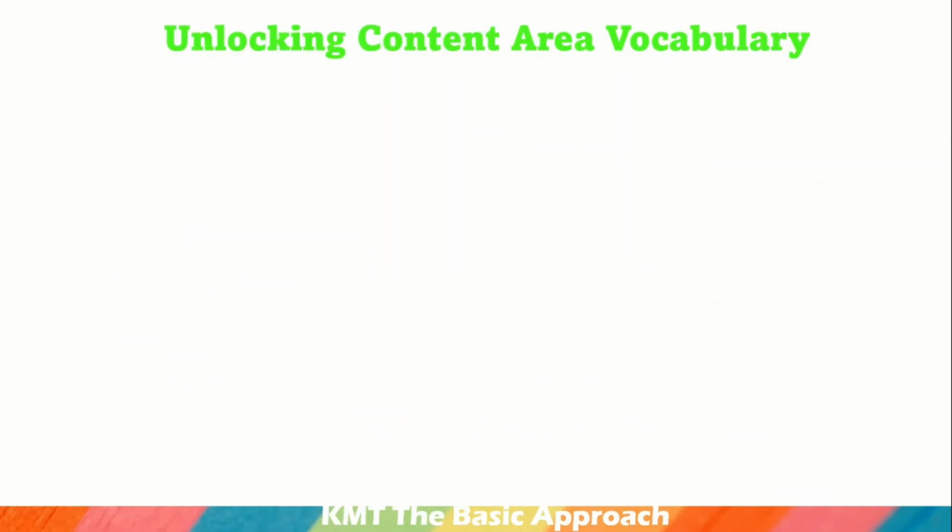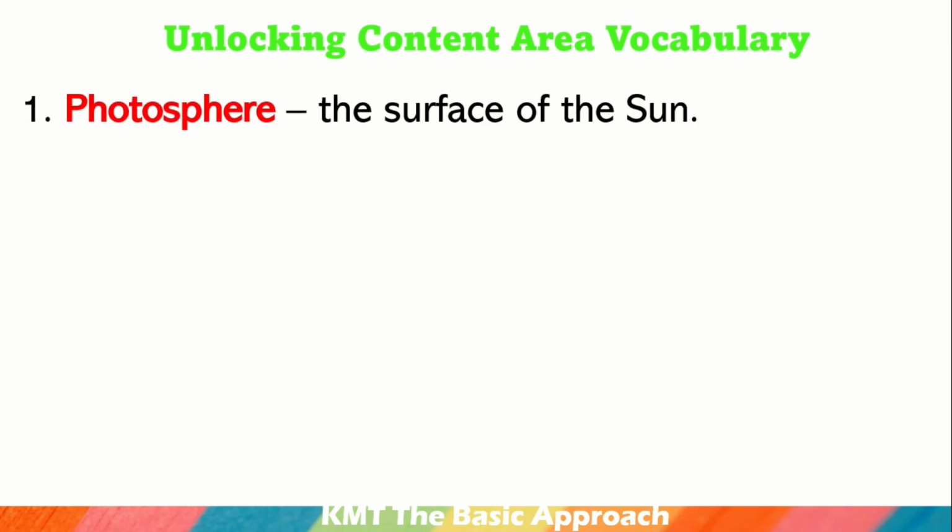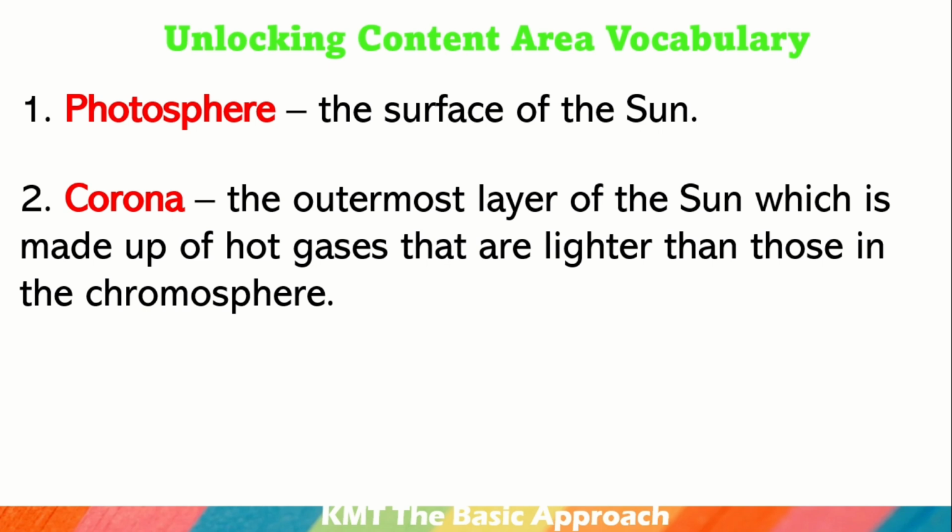Let us now learn some important words in unlocking content area vocabulary. Number 1. Photosphere, the surface of the sun. Number 2. Corona, the outermost layer of the sun, which is made up of hot gases that are lighter than those in the chromosphere.